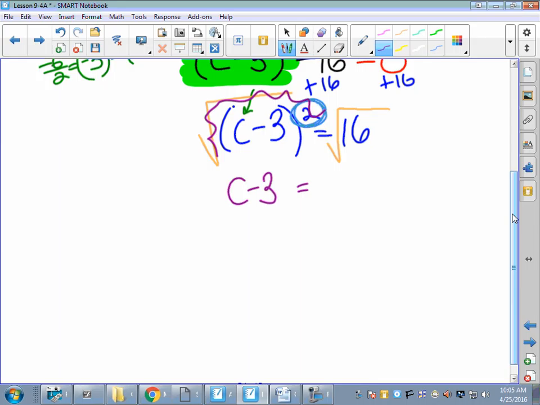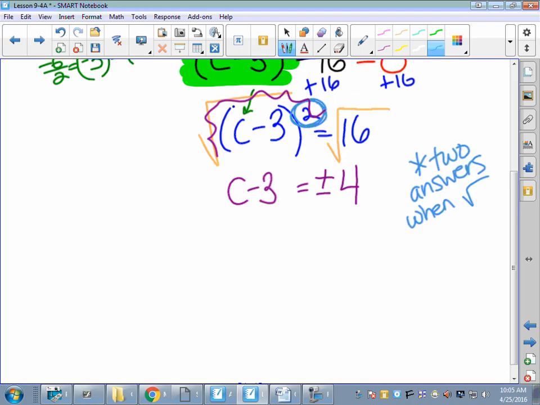Square root of 16, everybody knows what the first answer that comes to mind is what? However, it's a positive and a negative. Because if I take positive 4 times positive 4, I get a 16. But if I take negative 4 times negative 4, I get a 16. So this is the sneaky thing. 2 answers when square rooting.